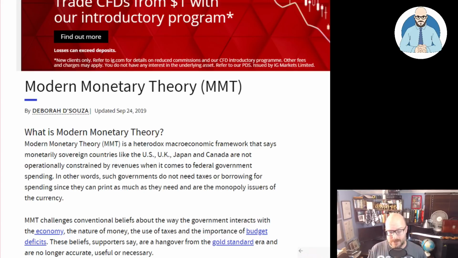Modern monetary theory is a heterodox macroeconomic framework that says monetary sovereign countries like the US, UK, Japan, and Canada are not operationally constrained by revenues when it comes to federal government spending. Okay, now there's a few things in here we need to pull apart. Heterodox essentially means unorthodox. And macroeconomic, this is the school of economics where there's actually two scales to economics. They've got micro, which is the smaller business and inter-people relationships, and macro, which is at a national level.